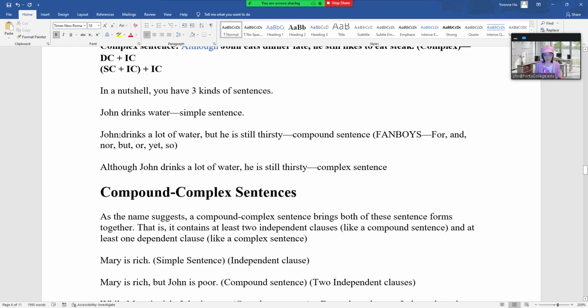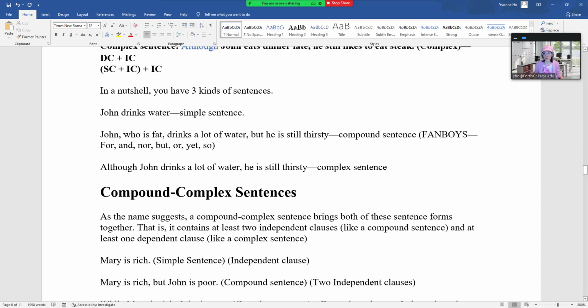Okay, so all I'm going to do is write John, who drinks a lot of water, but that's it. That's all I did, I added a dependent clause. And suddenly, this becomes a compound complex sentence. That's the easiest way I can show you what I did: I added the dependent clause.